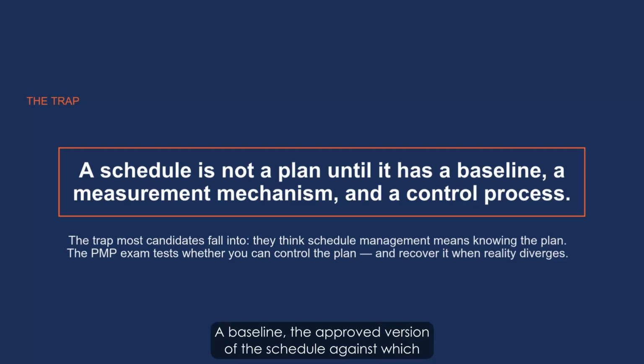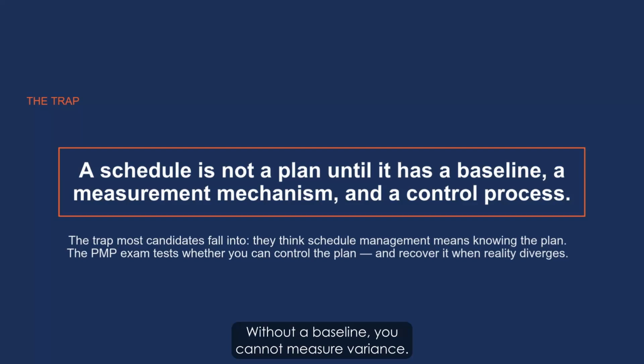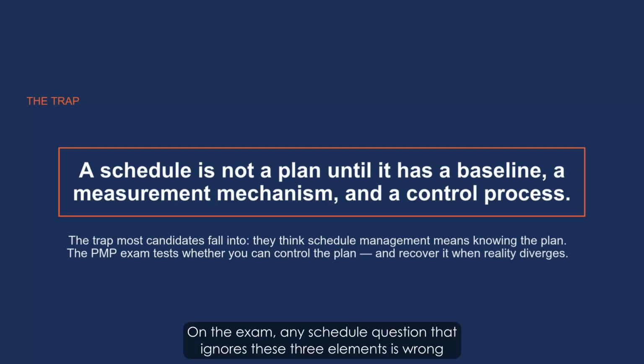A baseline, the approved version of the schedule against which actual performance is measured. Without a baseline, you cannot measure variance. Without variance measurement, you cannot manage. A measurement mechanism, SPI from EVM, percent complete, milestone completion. Something quantitative that tells you where you actually are versus where you plan to be. A control process, the mechanism for approving schedule changes, updating the baseline, and communicating schedule status. On the exam, any schedule question that ignores these 3 elements is wrong.